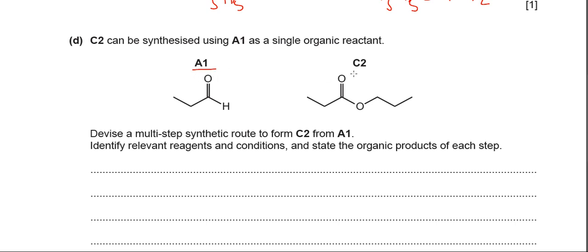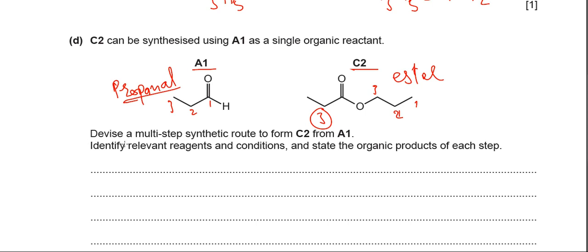Next, C2 can be synthesized using A1. This is A1, this is C2. We can see this is an ester, and that ester contains 1, 2, 3, so 3 carbons bonded means propanol, and on the other side 1, 2, 3, 3 carbon atoms means propanoic acid and propanol. And here we have E1. This is propanol.